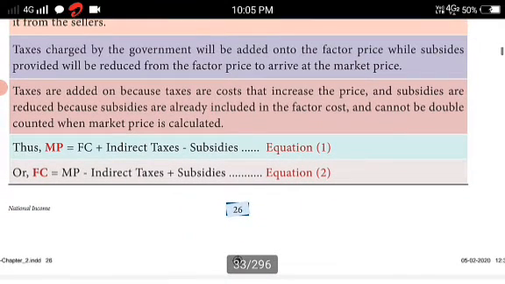Taxes charged by the government will be added into the factor price, while subsidies provided will be reduced from the factor price to arrive at the market price. In the factor cost, we are including the subsidies. Here, in the market price, the subsidies are not included.